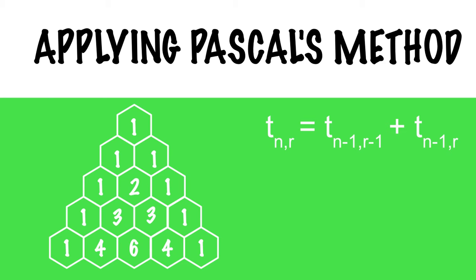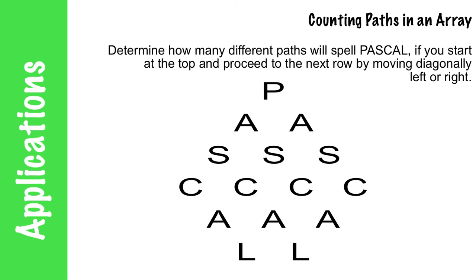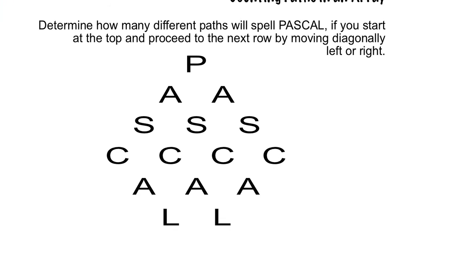Applying Pascal's method. So we're going to take Pascal's triangle and apply it to a couple of different array style problems. In the first one, determine how many different paths will spell Pascal if you start at the top and proceed to the next row by moving diagonally left or right.